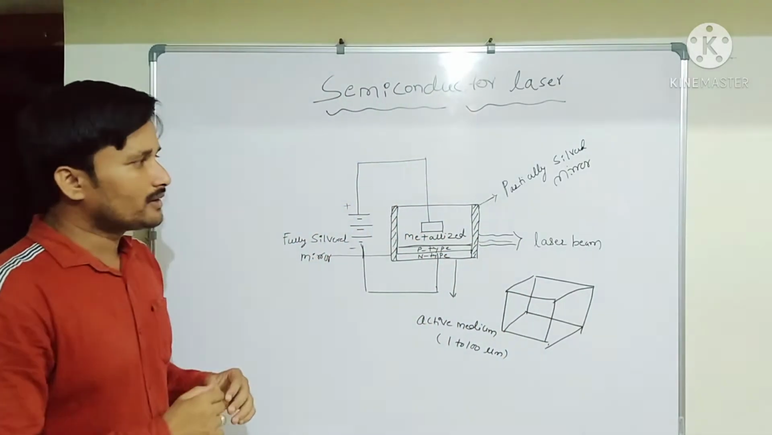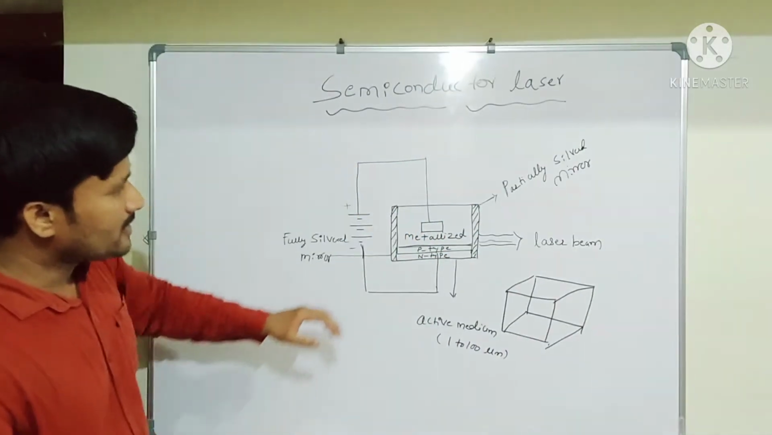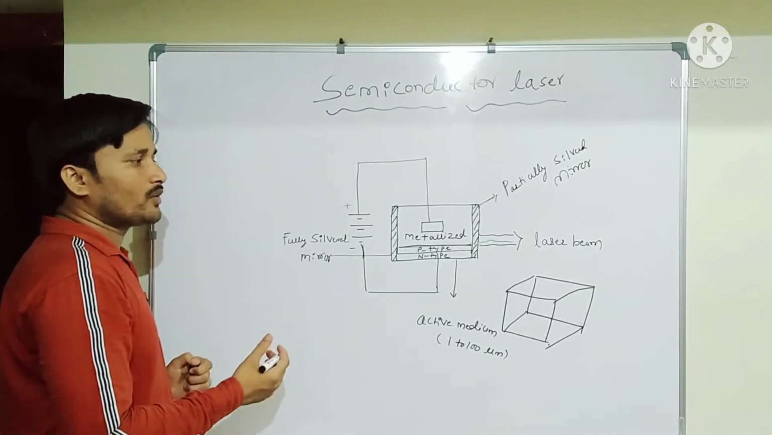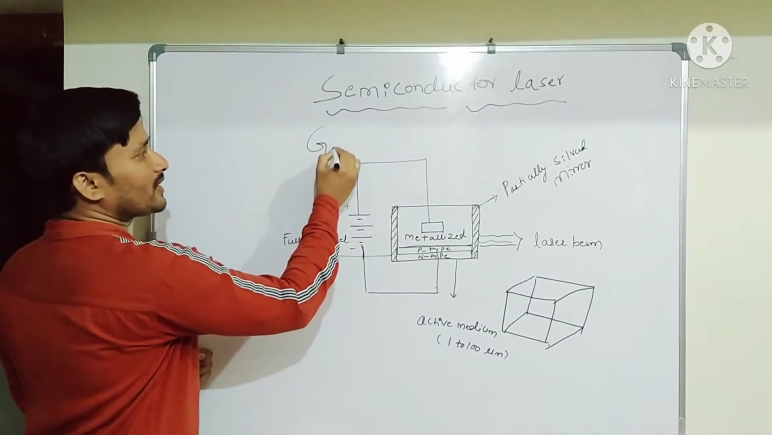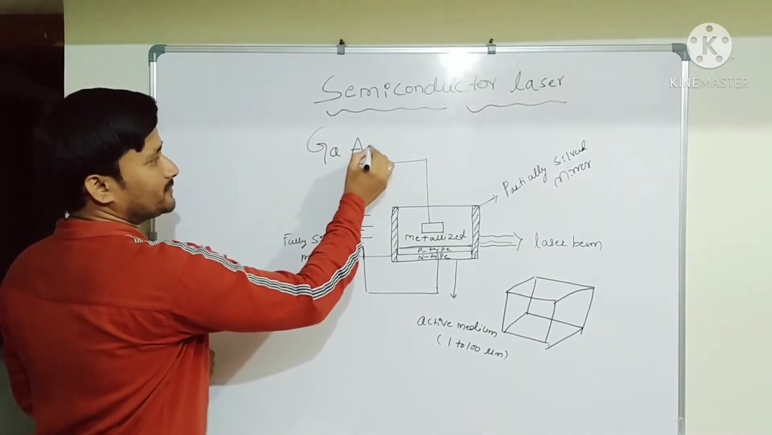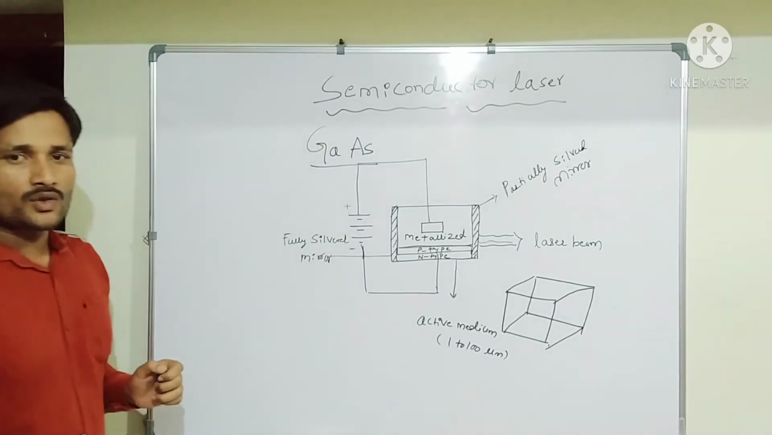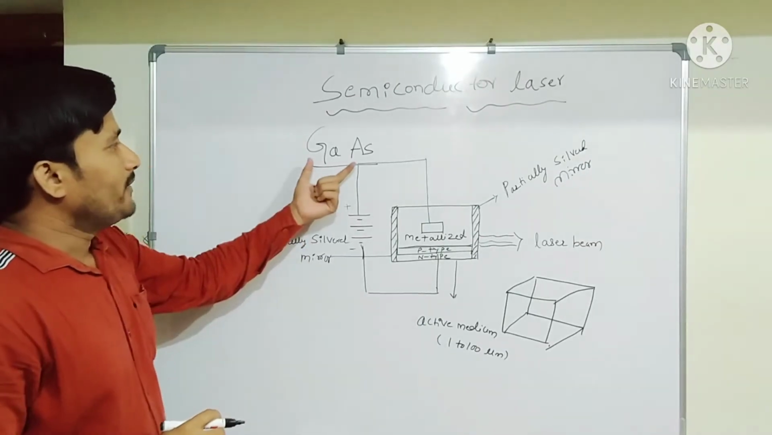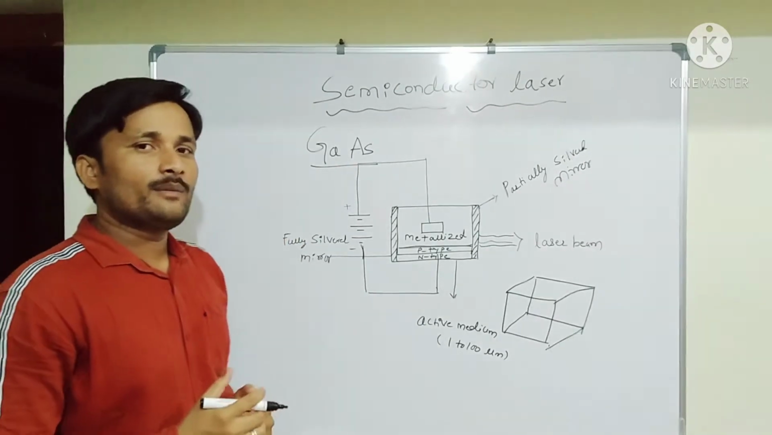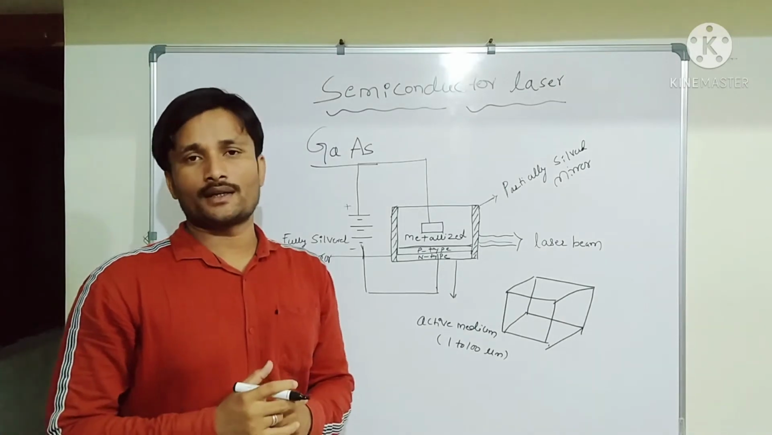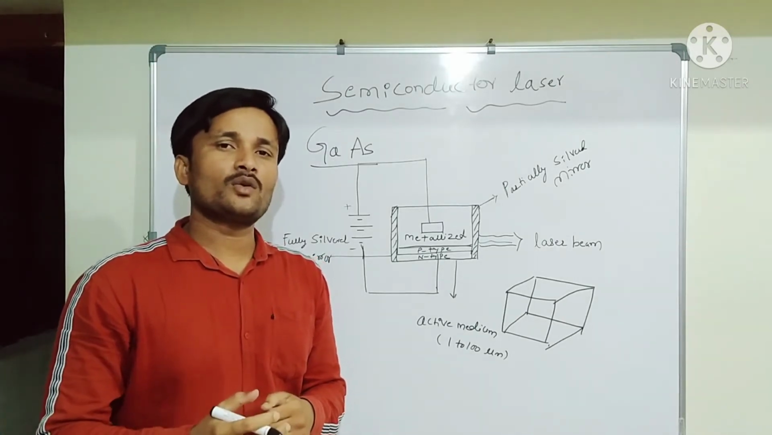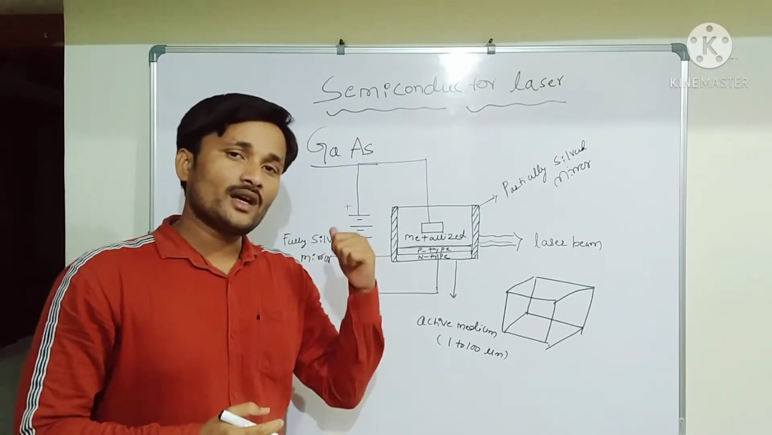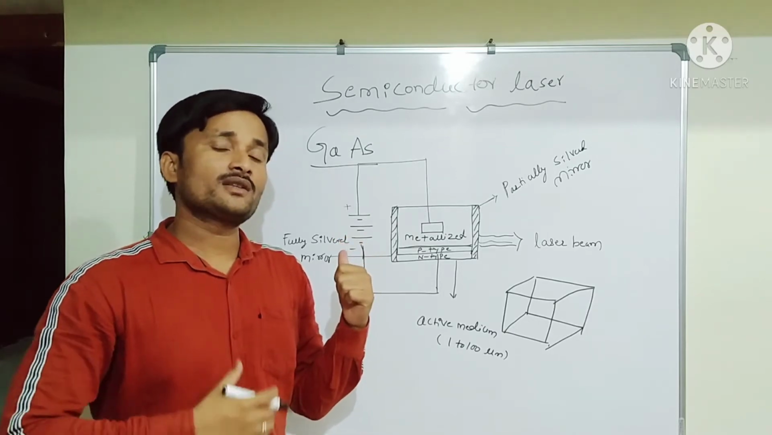See here, this is a semiconductor laser. The semiconductor we are going to use is gallium arsenide. Why are we using gallium arsenide? Because it is a heavily doped semiconductor. Usually we have heard that the best examples of semiconductors are silicon and germanium. But here we are going to use gallium arsenide because of its heavy doping.